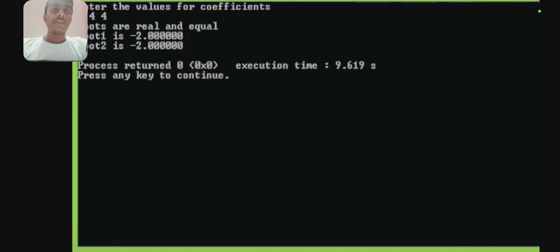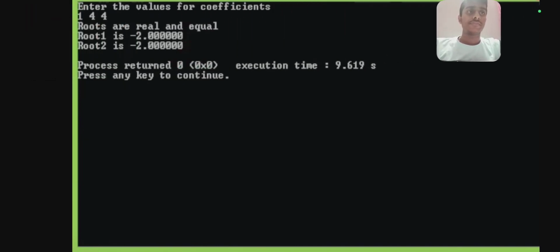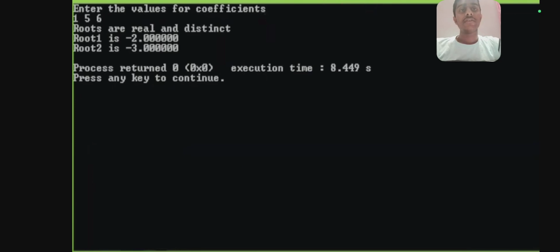Let us get the output. If we enter the coefficients as 1, 4 and 4, that is the a, b, c values, then the roots are real and equal: root1 is minus 2 and root2 is minus 2. If we enter the coefficients 1, 5 and 6, for example, then we get that the roots are real and distinct: root1 is minus 2 and root2 is minus 3.00.